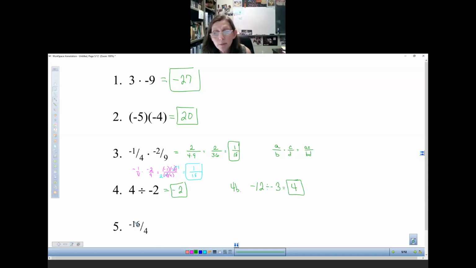Hopefully you also remember that a fraction is just a fancy way to write a division problem, and so this is just another way to write negative 16 divided by positive 4. However you slice it, it doesn't matter. I'm going to have a negative divided by a positive, and it's going to give me a negative answer. 16 divided by 4 is 4, and so my final answer is negative 4 here. So division, fractions, either one tells me to do the same operation.